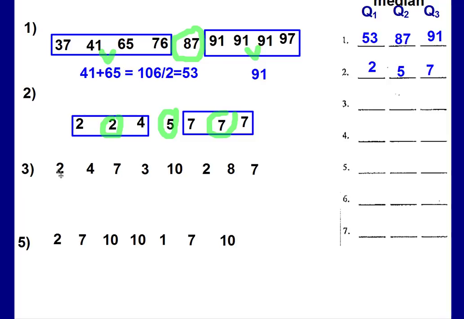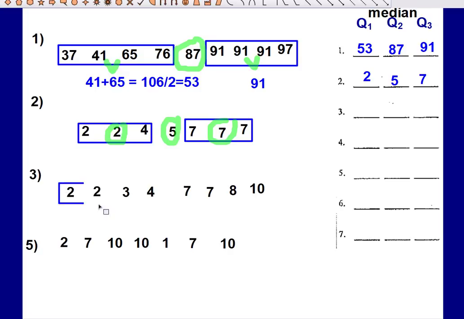Okay, number 3, do the same thing. Order them from least to greatest. I have 2 2s, a 3, a 4, a 7, 2 7s, an 8, and a 10. So let's count how many pieces of data are there. 1, 2, 3, 4, 5, 6, 7, 8. And 8 divided by 2 is 4. So I'm going to have 4 pieces of data in my lower half and 4 pieces of data in my upper half. So I put my boxes around those.